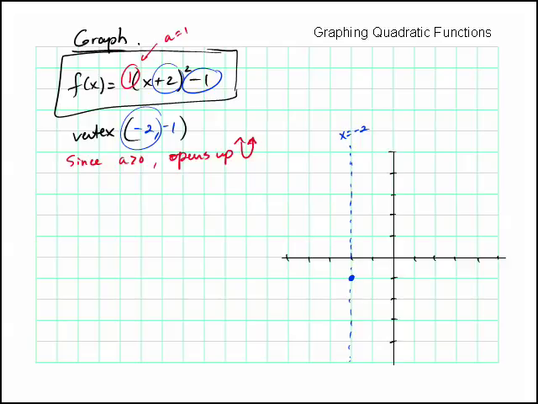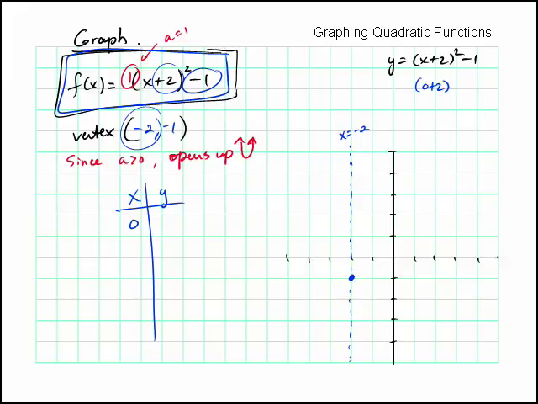Okay, now I'm just going to plot some points. I'm going to pick a value for x, such as 0, and plug it into my function and figure out what the y value is. So I'll do some of the scratch work up here. If I plug 0 into my function, let me rewrite that function up here. So y equals x plus 2 squared minus 1. If I plug 0 in there for x, 0 plus 2 squared is 4, minus 1 is 3. So our parabola goes through the ordered pair 0, 3.